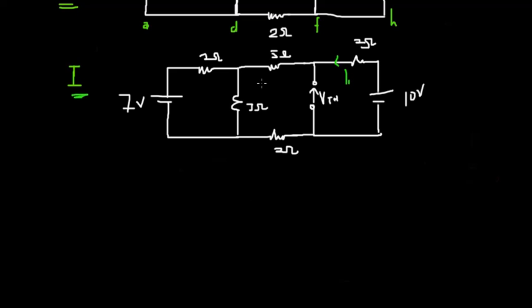Now we know that from Kirchhoff's law, the current entering a node must be equal to the current leaving a node. So we know that from here we can notice that this is an open circuit.